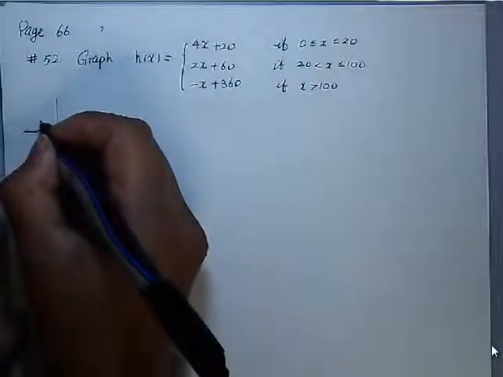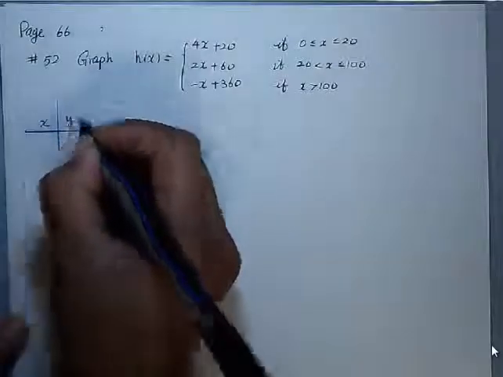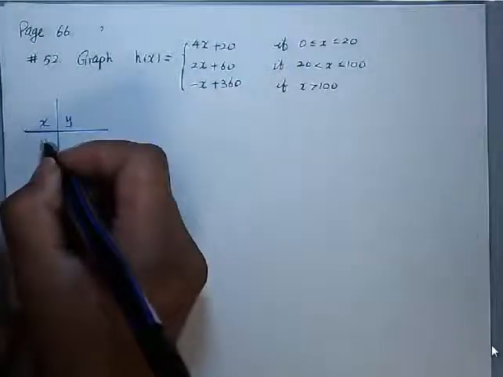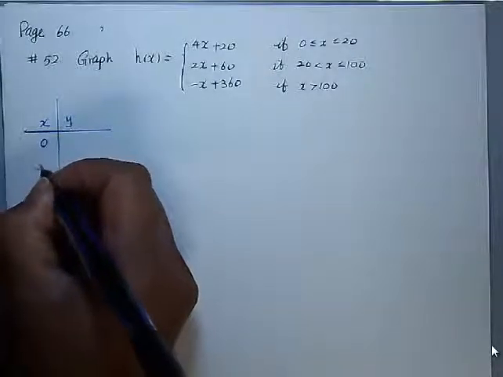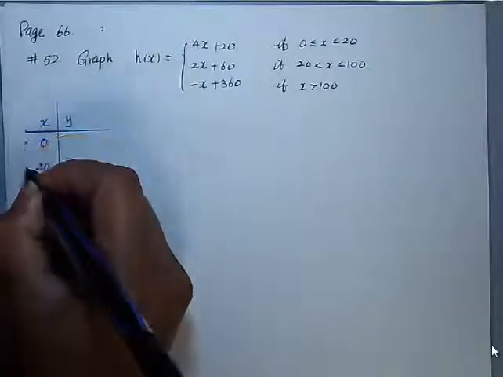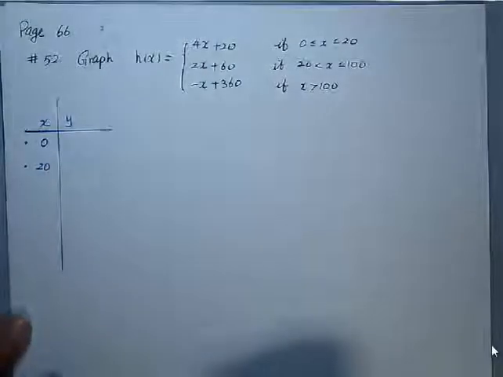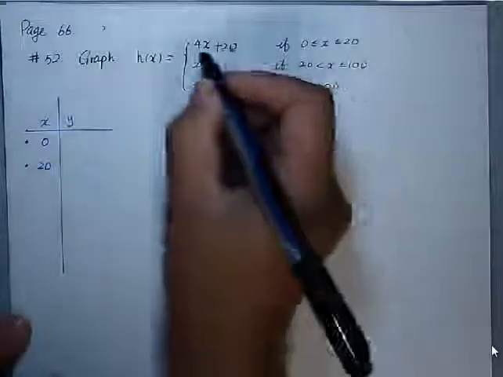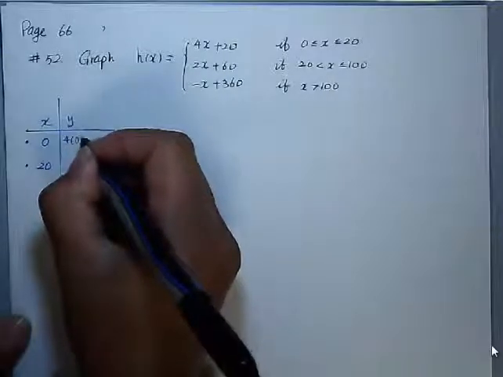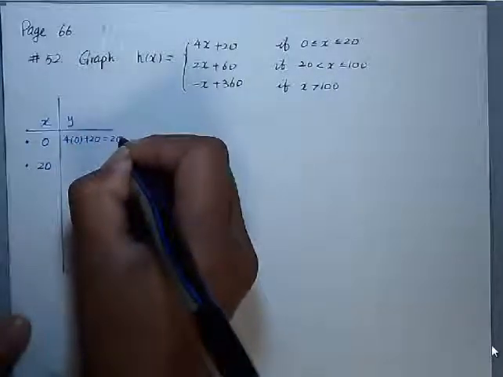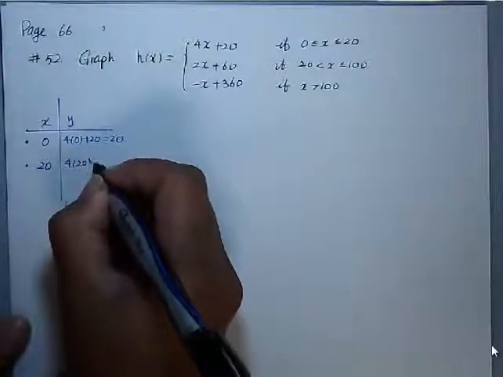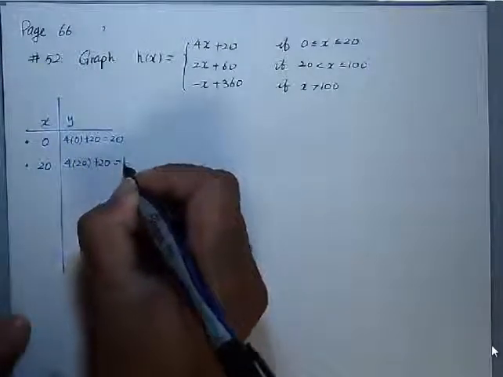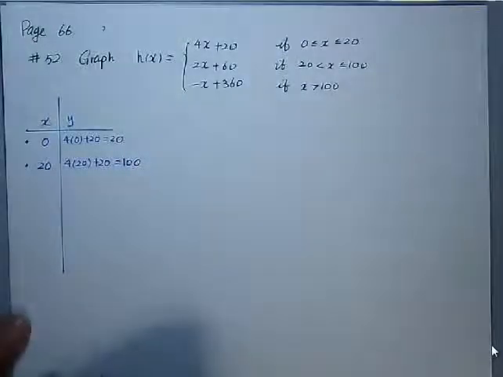Okay, so this is x and that's y, and I can see one piece is between 0 and 20. Oh, they both include the endpoint. Maybe I can just use these 2 points to graph a line. 2 points determine a line, right? When x equal to 0, that is 4 times 0 plus 20, that will be 20. When x equal to 20, 4 times 20 plus 20, that is 100. That's the first piece.